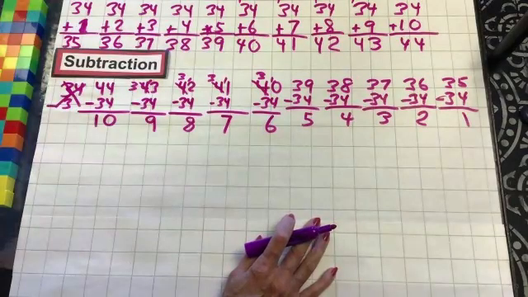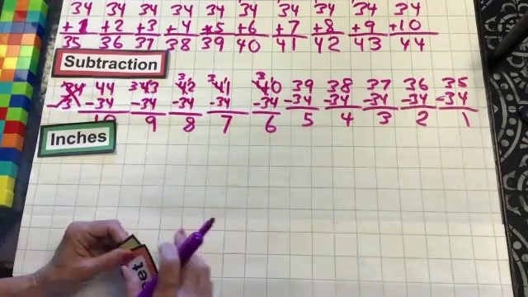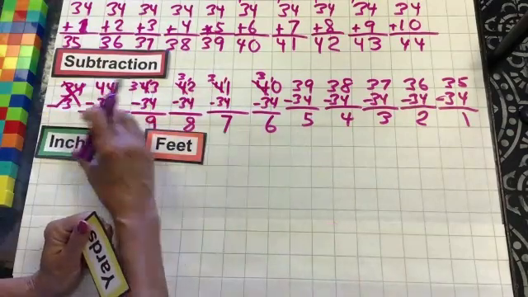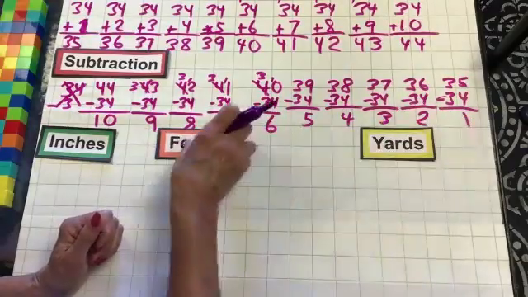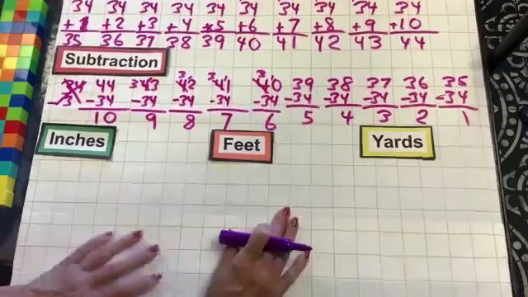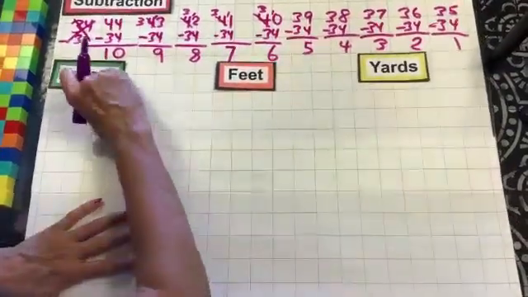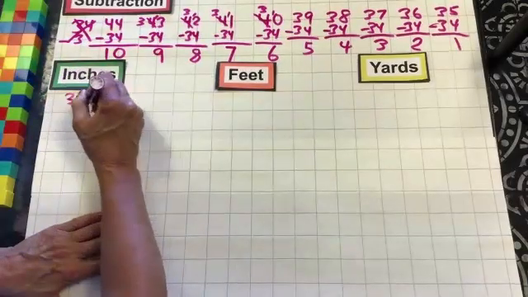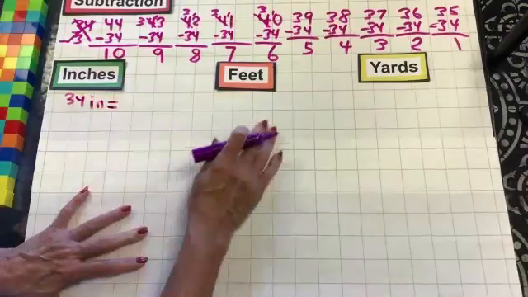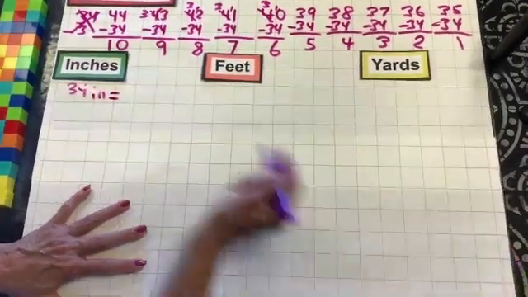Isn't this fun? Our measurement: inches, feet, and yards. I'm going to spread these out a little bit. All right, move my paper up a little bit. All right, so today our number is 34. So we're going to have 34 inches. And we know we're going to convert this into fractions. This is our fraction work, which is fun.